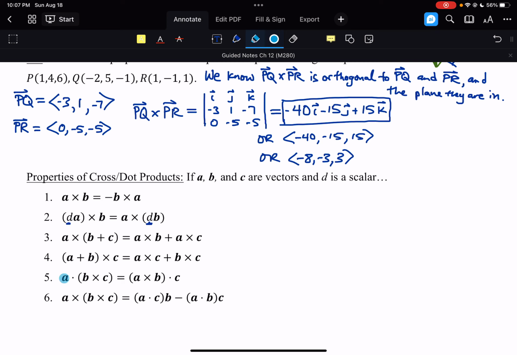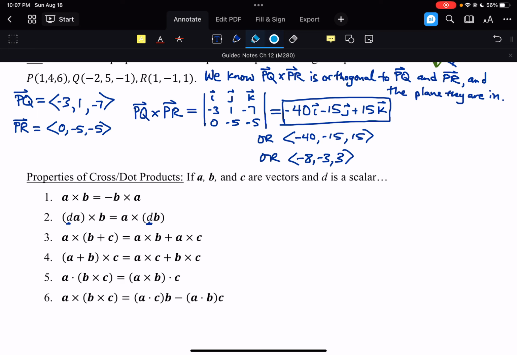When it comes to A dot (B cross C), that is equal to (A cross B) dot C. These are getting a little weirder, an interesting relationship: you're crossing the back two vectors and dotting with the first, or crossing the front two vectors and dotting with the last, and they will be equal. They'll be equivalent.